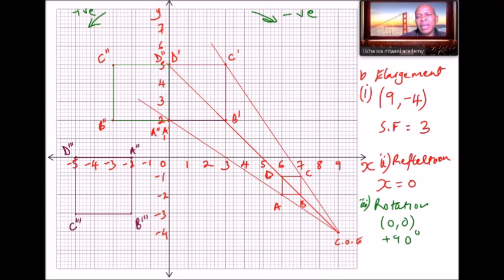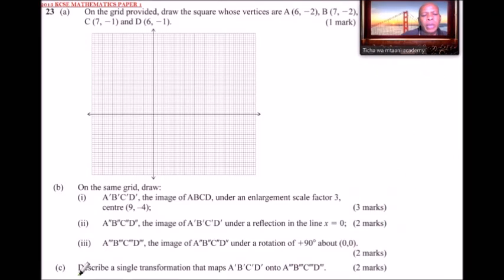Let's see part C of the question. Part C: describe a single transformation that maps ABCD prime onto ABCD triple prime. So what you do in this part is you look at this image. This should be the first image. This is the third image, and see how you can relate them. How can you get the third image directly from the first image?